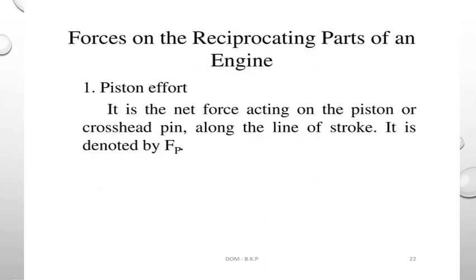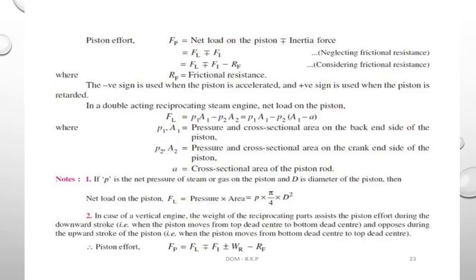Next is the piston effort of a reciprocating engine. This is the net force acting on the piston or crosshead pin along the line of stroke. It is denoted by F. The formula is F equal to net load plus or minus inertia, that is F equal to FL plus or minus FI. RF is considered as the frictional resistance. The negative sign is used when the piston is accelerated and the positive sign when the piston is retarded.